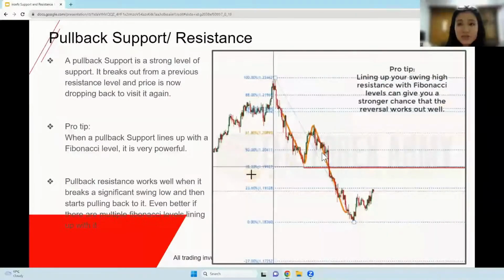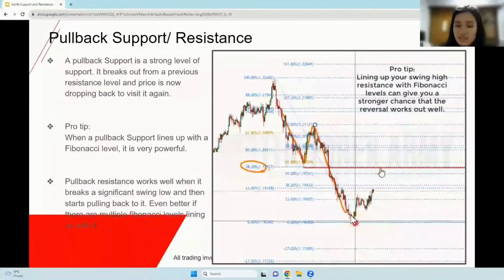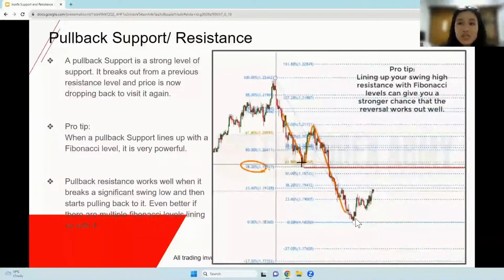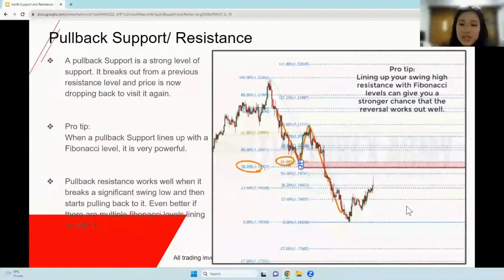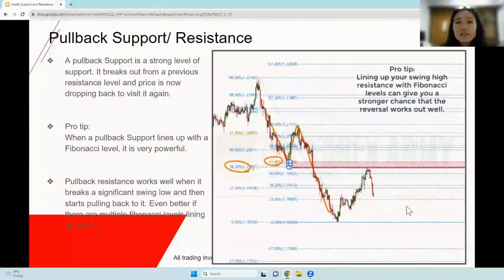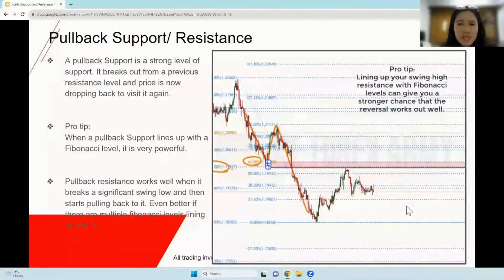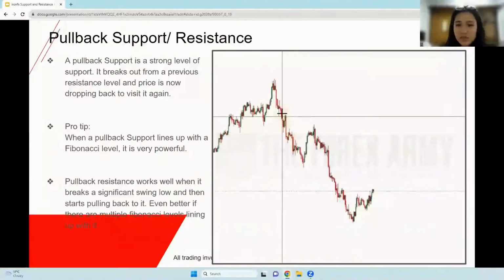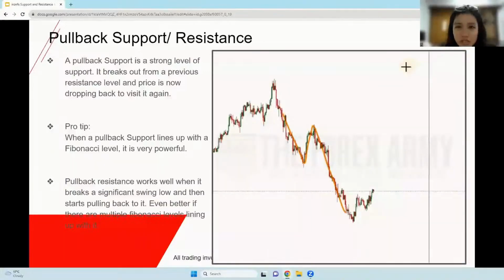But since price has already broken it and dropped below the support level, it's then a resistance instead. It's a resistance because we are expecting price to reverse off of that level. That's why we call it a pullback resistance, because we are expecting price to retrace back to the level and pull back to it. Here it is a little bit confusing, so let me know if you have any questions.